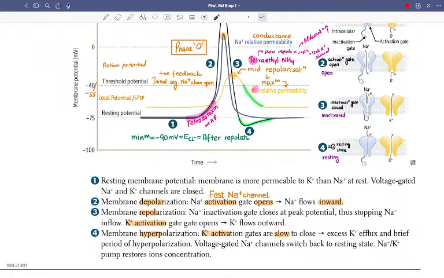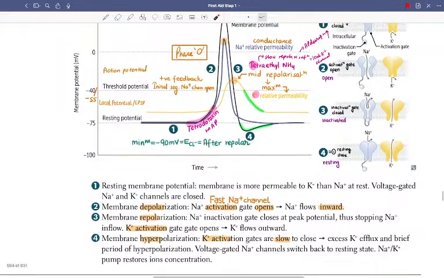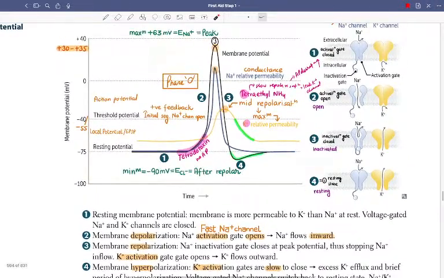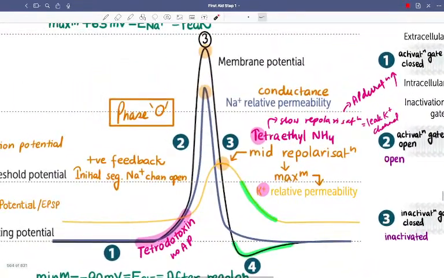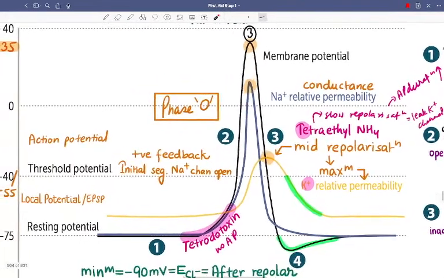And the third is basically sodium inactivation, the gate closes, and because of that this happens. And in hyperpolarization, obviously the gates are slow to close, so that's why there's excess efflux, and all that is simple. Okay, next, see this: potassium and sodium permeability is very important here. Potassium and sodium conductance.